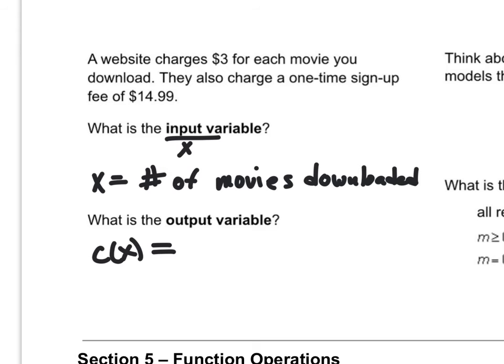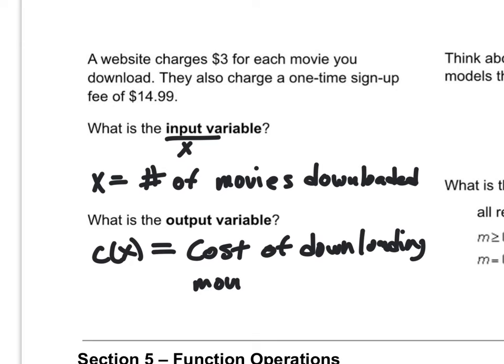Okay? X is the number of movies that's downloaded. C of X is the cost of watching the movies, or downloading movies. But then that would mean Y is 3. Oh wait, no, this 3 is the rate at which you pay for movies. Yeah, this is the rate. And this is a one-time fee. You add that to the cost.